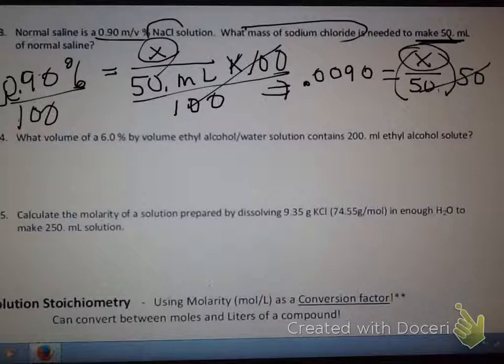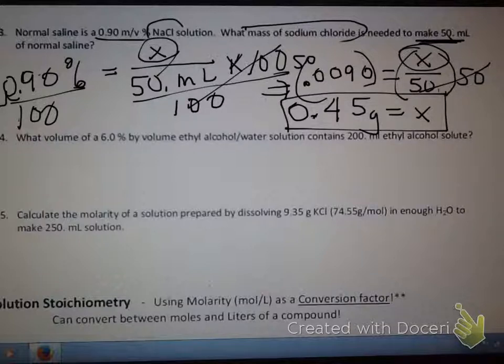Algebraically, I'm going to isolate x times 50. So 50 times 0.009. I think you should get, gosh, I'm having a hard time tonight, 0.45 grams. So if you delivered 50 milliliters of normal saline to a patient, inside of that 50 milliliters was dissolved 0.45 grams of sodium chloride.